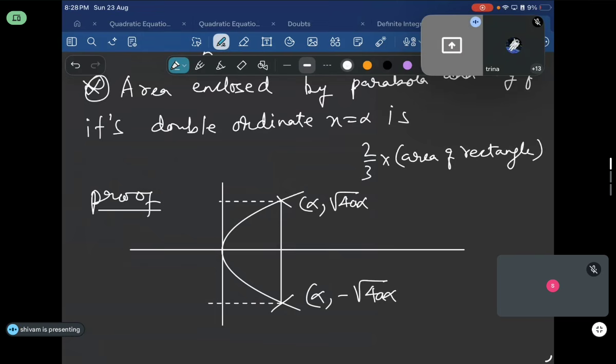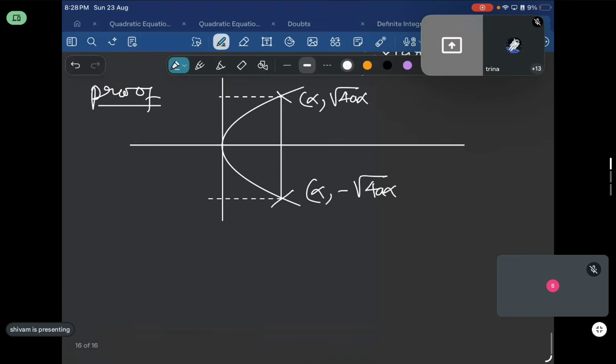Alpha into root over 4a alpha, right? 2 into root over 4a alpha. But you remember it like this: 2 by 3 into area of rectangle, because alpha into root over 4a alpha will be hard to remember. So pay attention. So it will be integral, pay attention.